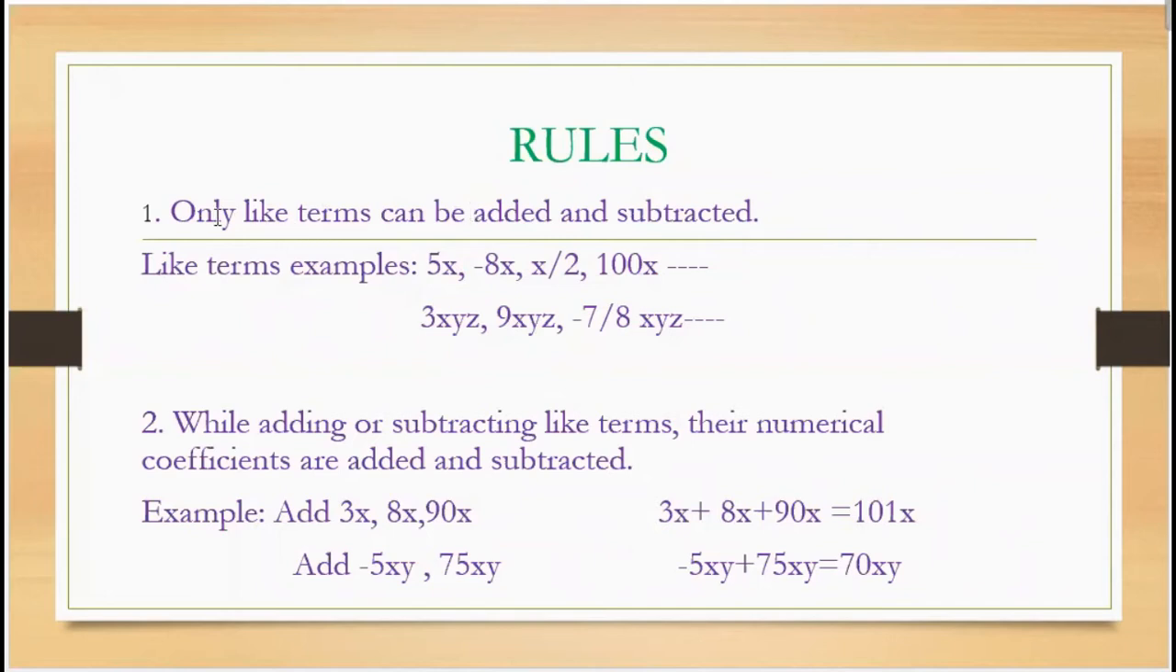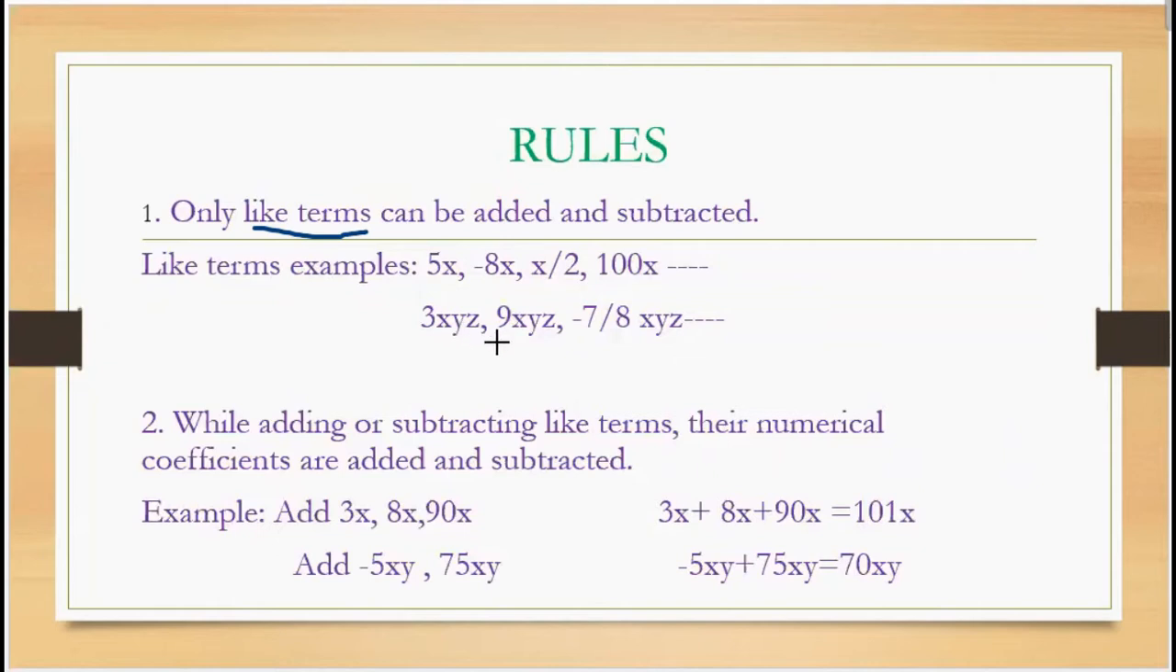What is the first rule? First rule is only like terms can be added and subtracted. Just observe here, only like terms can be added or subtracted. You know what are like terms? Like terms means 5x, minus 8x, x by 2, 100x, etc. The variable should be the same, whatever may be the coefficient. Variable must be same, then only it is called a like term.